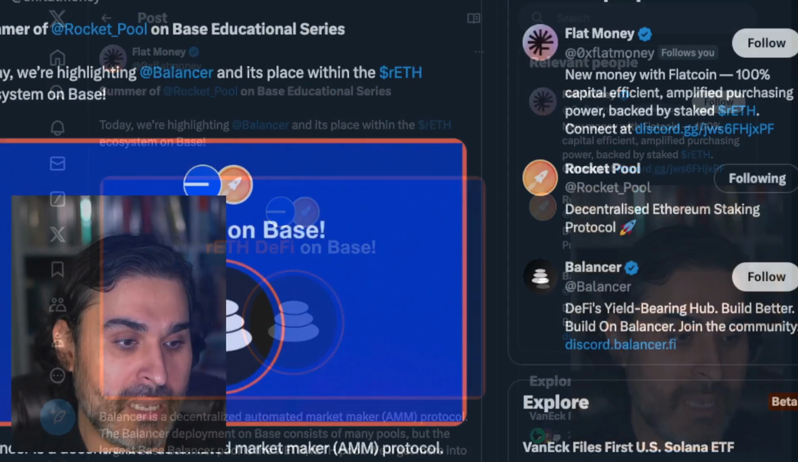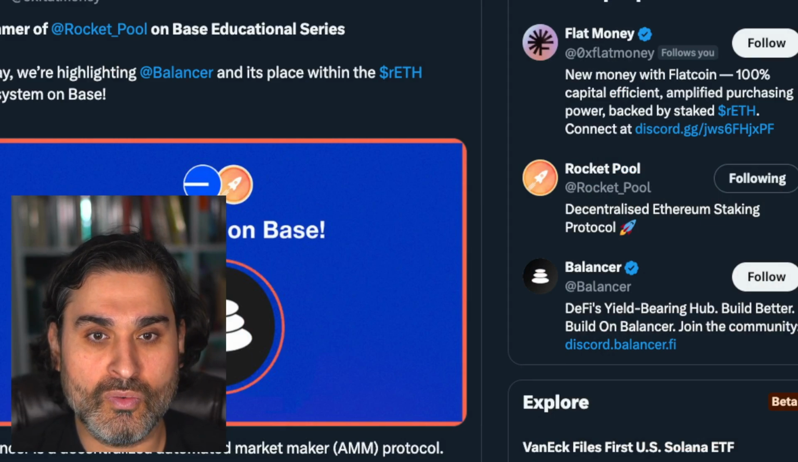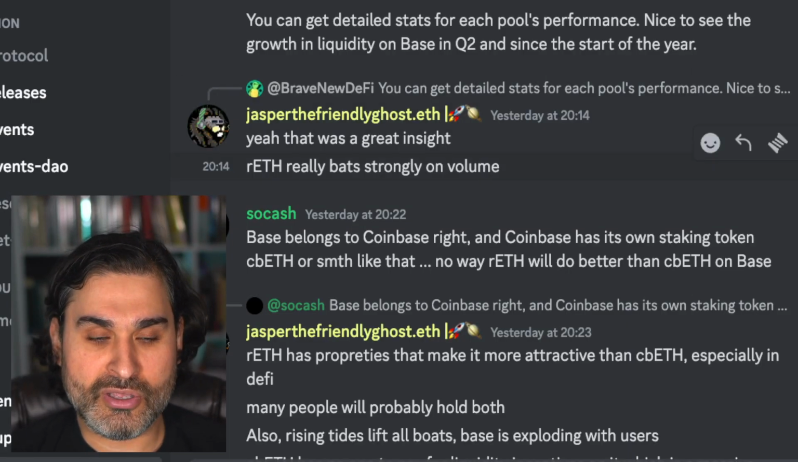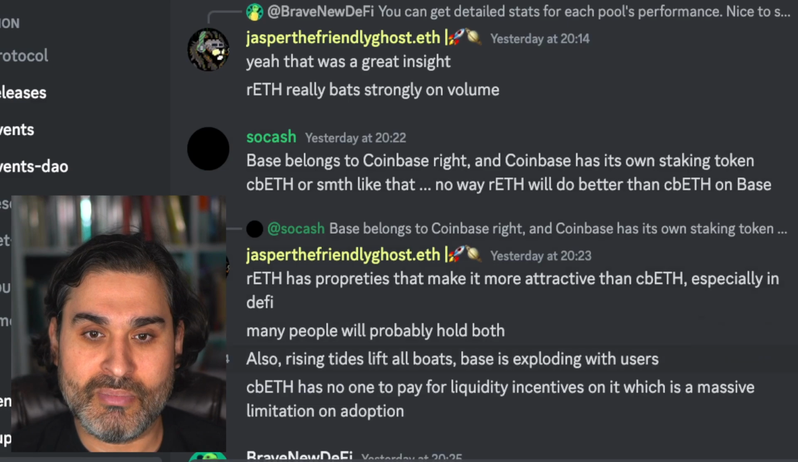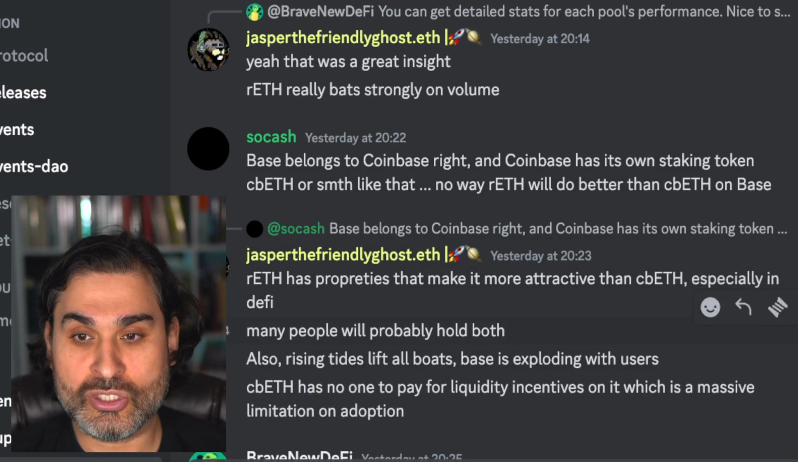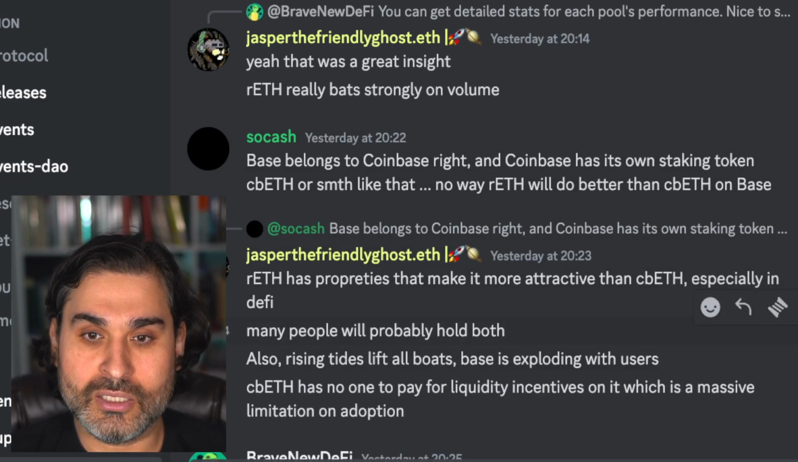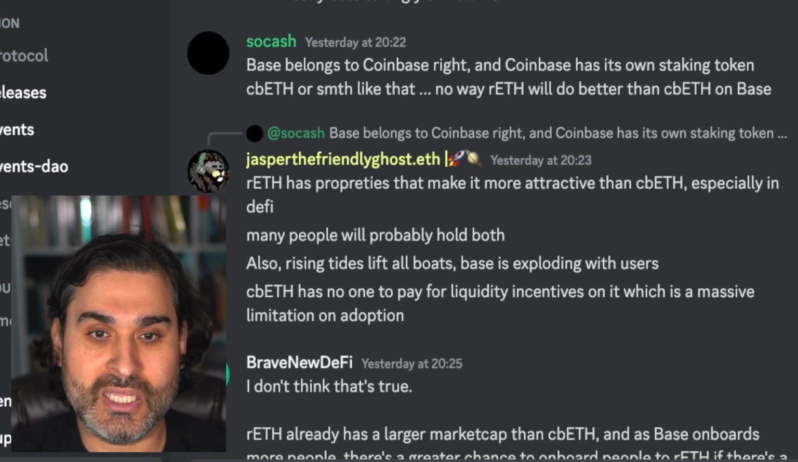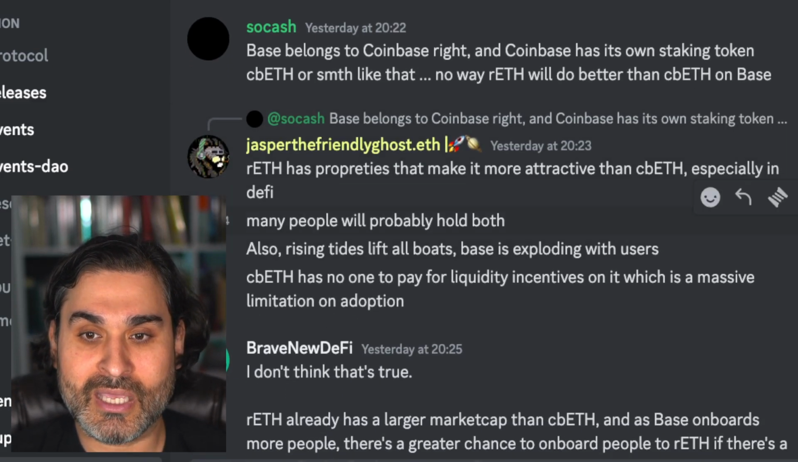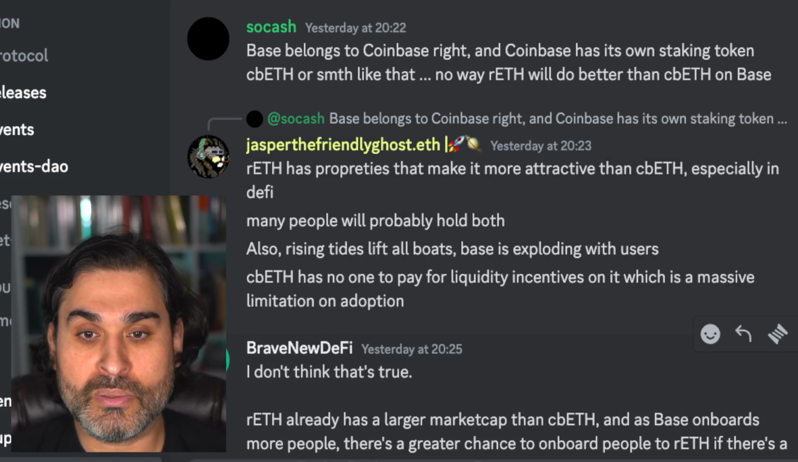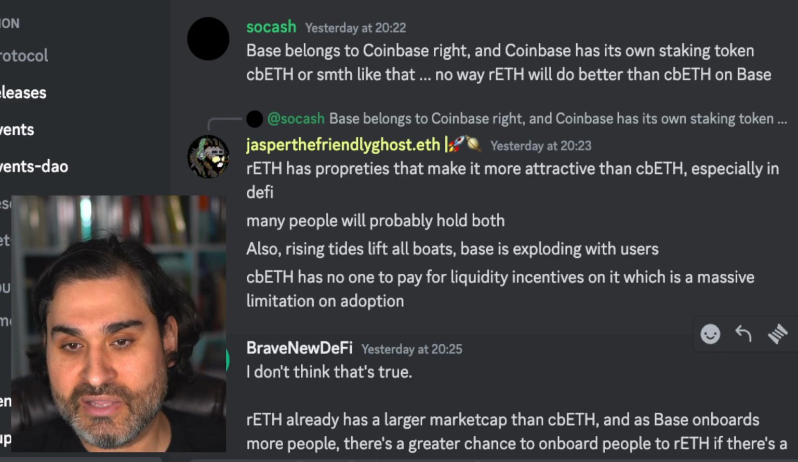So one of the things that's happened then is people are wondering, why put rETH on Base? So Socash here says Base belongs to Coinbase, right? And Coinbase has its own staking token, cbETH. So no way rETH will do better than cbETH on Base. And then Jasper says rETH has properties that make it more attractive than cbETH, especially in DeFi. Many people will probably hold both. Also, rising tides lift all boats.